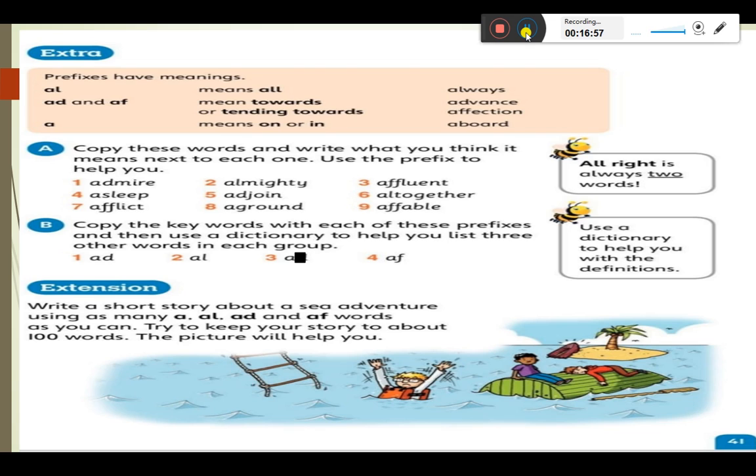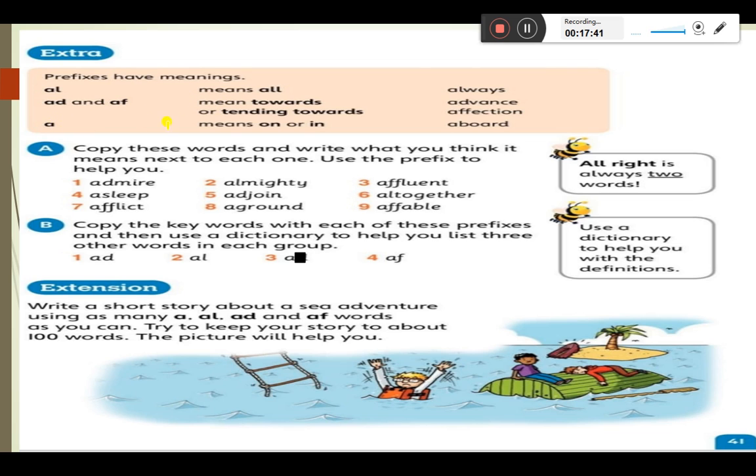I want you now to open page 41. Here in page 41 we are still talking about the 4 different prefixes: a, all, add, and af. Then we are going to discuss the extra exercise, the second one. Here we have the top tip box. The prefixes have meanings. Each time we study prefixes, we study the meaning of each one. So all is another word for all, but we drop one L. Add and af mean towards, or tending towards, or moving towards.